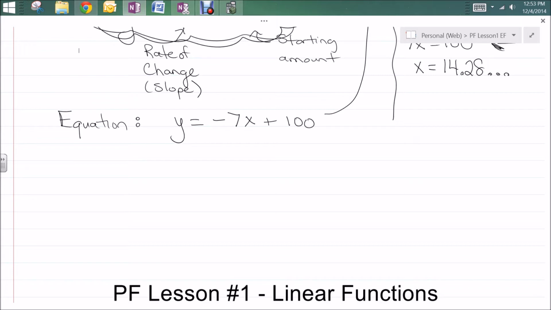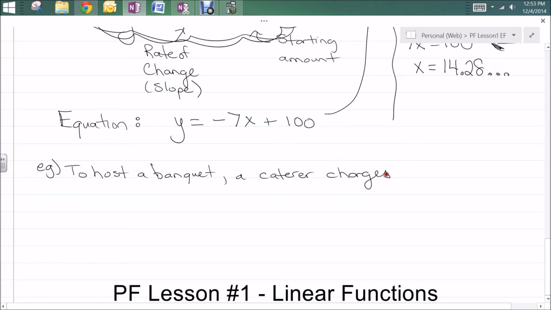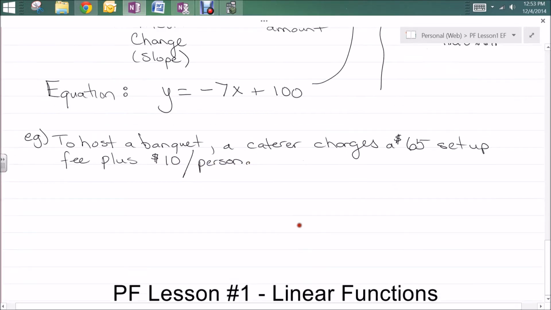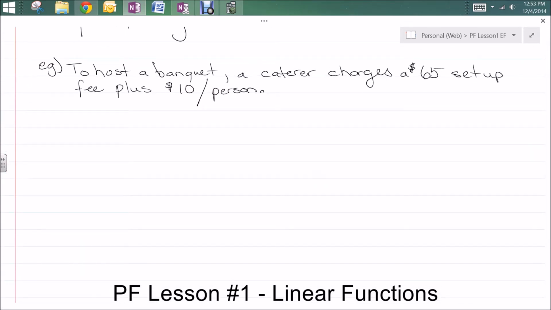Okay, if I look at this one here, for example: to host a banquet, a caterer charges a $65 setup fee, plus, I'm just going to make nice round numbers, $10 per person. Now, I haven't asked a question for this yet.